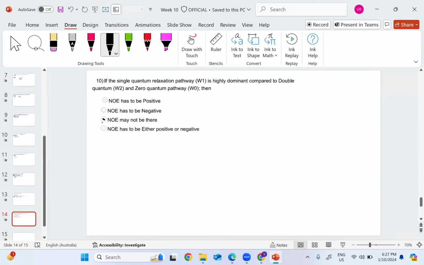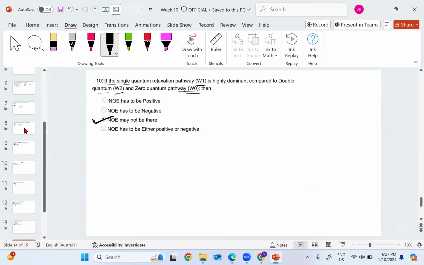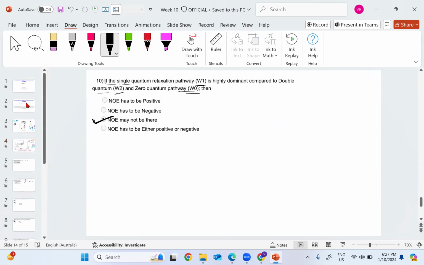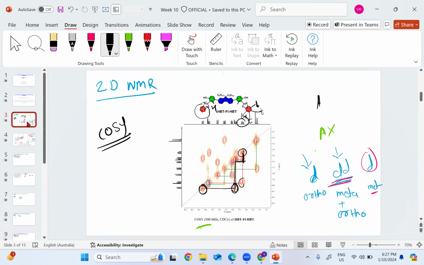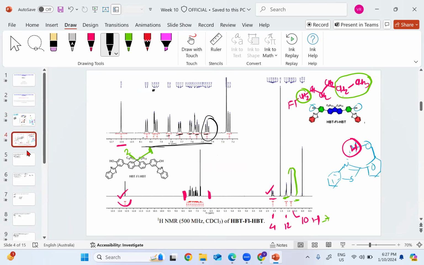In the last question, if the single quantum relaxation pathway W1 is highly dominant compared to the double quantum relaxation pathway W2 and the zero quantum relaxation pathway W0, then NOE may not be there. So this is the correct answer for the 10th question. These are some questions I have taken directly from the assignment. If you have any doubt regarding the 2D NMR spectra, we are going to see that in the week 10 video as well, with some other examples.